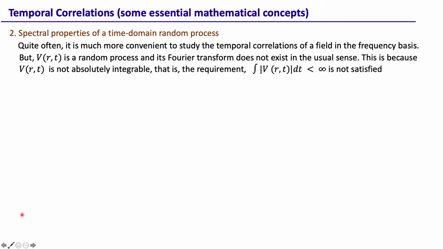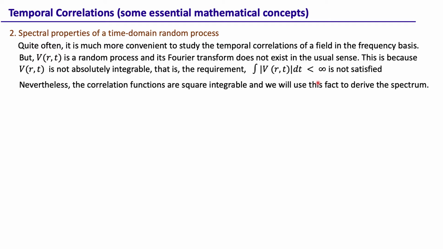However, there is one problem, because if it is a random process, let us say V(r,t), then its Fourier transform does not exist in the usual sense. This is because V(r,t), that is a signal, is not absolutely integrable, which means that the integral of |V(r,t)| dt being less than infinity is not satisfied for random signals. So, what do we do? In fact, there is a formal way of handling this, called the generalized function theory done by Wiener, but we are not going to go into that.